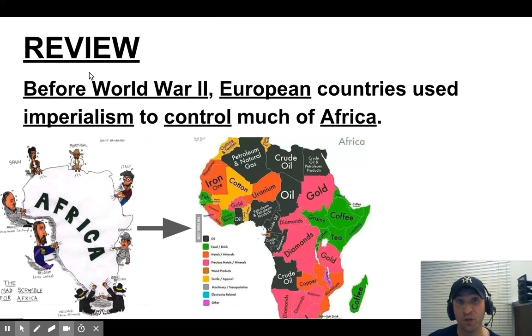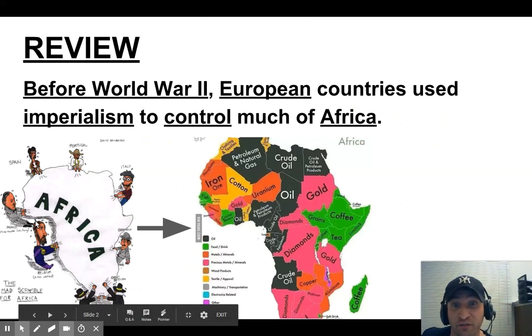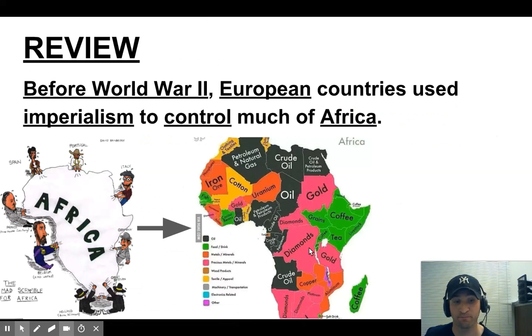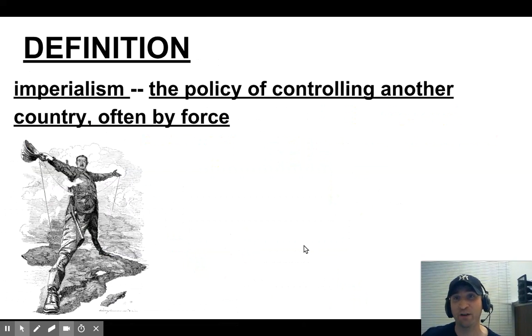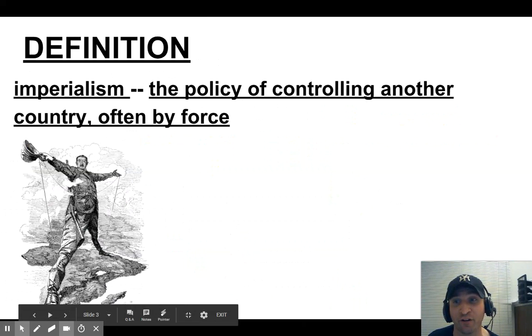Before World War II, European countries used imperialism to control much of Africa. These European countries were trying to grab slices of land. Why? Because this land had natural resources: iron ore, oil, gold, diamonds. And let's go back and review a definition. Imperialism, what is it? The policy of controlling another country, often by force. And European countries did practice imperialism in Africa.